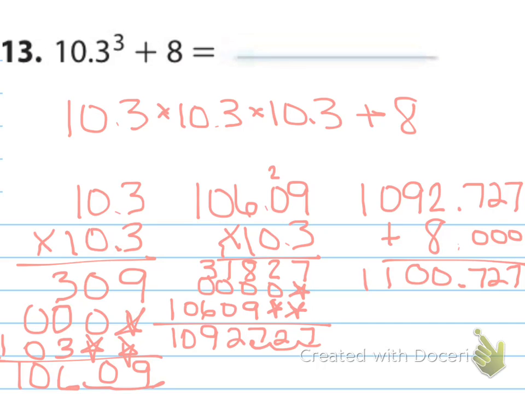And so I had to line up my decimals and add 3 zeros after the 8. It doesn't change the fact that that's still 8. It just lines up my ones values. So when I add that all up, it's 1,100.727.